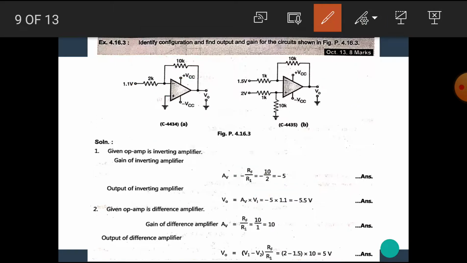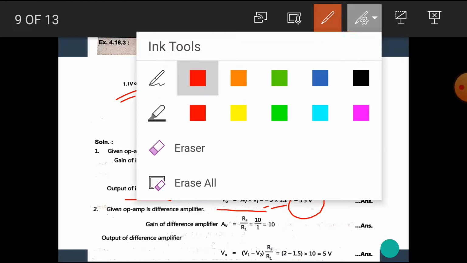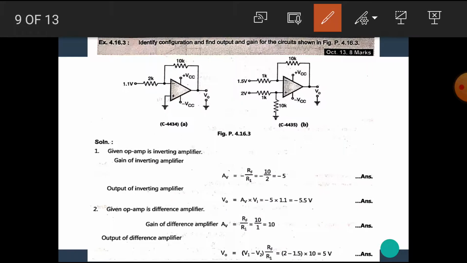Now let's calculate the output voltage. Here the output voltage is Vout is equal to AV into Vi. Here AV, that means gain, is minus 5 into Vi is 1.1 volt. That means we get the output voltage minus 5.5 volt. This is a very simple example. Now in the second example we can see there are two input supplies V1 and V2. V1 is connected to the non-inverting, V2 is connected to the inverting.